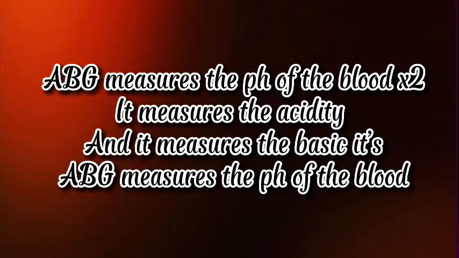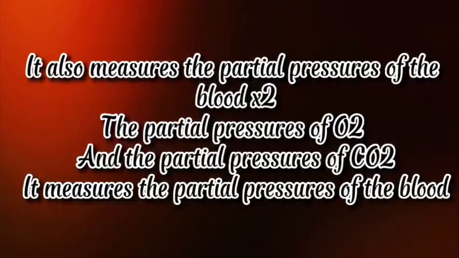ABG measures the pH of the blood. It measures the acidity and it measures the basicity. It also measures the partial pressures of the blood, the partial pressures of O2 and the partial pressures of CO2.